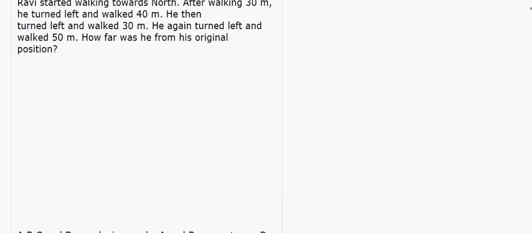So from the starting position he starts walking towards north. Let's say this is the starting position. After walking 30 meters, so this is 30 to begin with, he turns to the left. Because he was walking in this direction, let's put an arrow on this. He turned left. He was facing north, so his left would be this. He turned left and walked 40 kilometers. So this is 40.